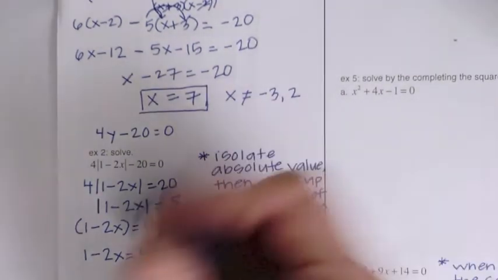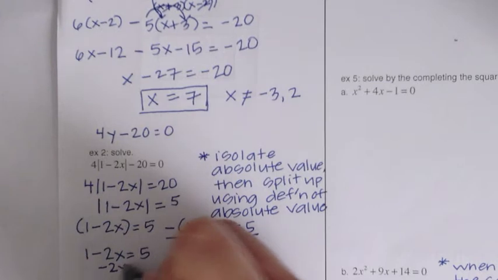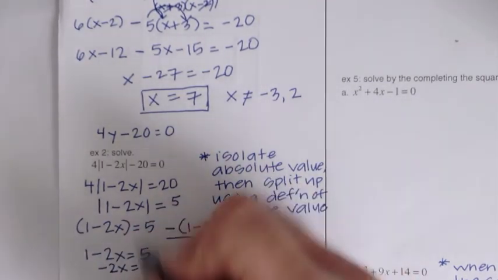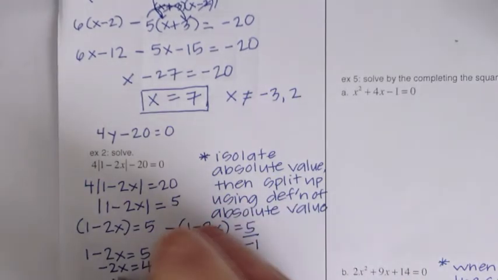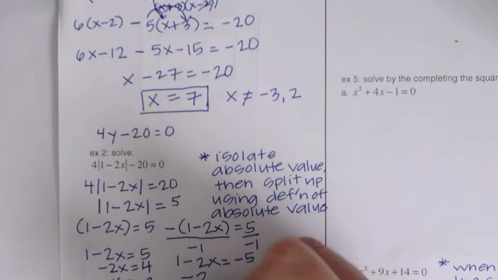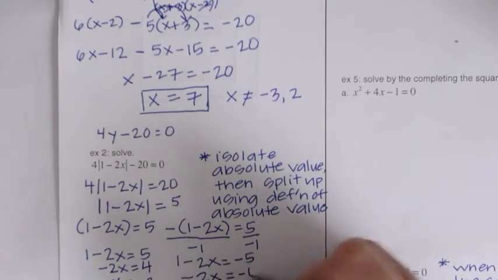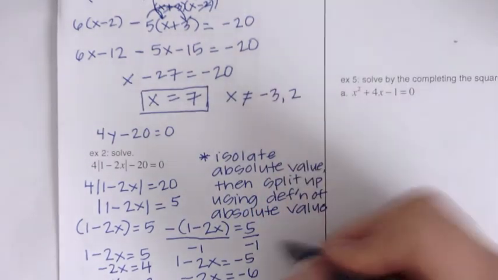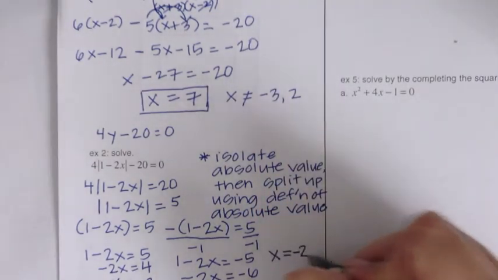So then you're going to solve each one. Negative 2x equals, on this side we're going to subtract 1, so we would get 4, so we get x equals negative 2, and then on this one we get negative 2x equals negative 6, so we get x equals 3. There's no exclusions because there's no division, so we get x equals negative 2 and 3.